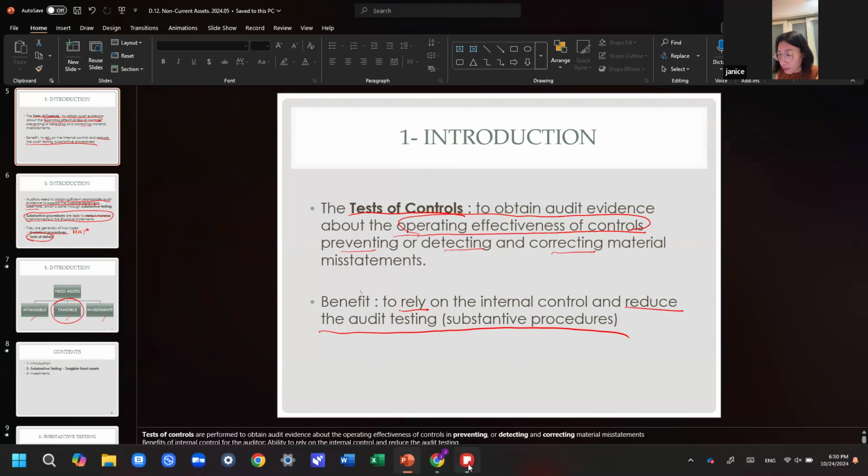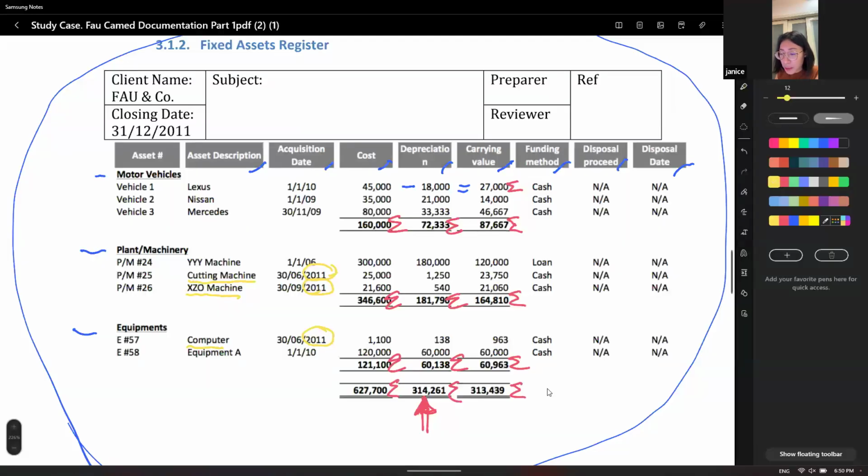So let's go back to our little case study here. How can we check for existence when we talk about the non-current assets? What does existence mean? Do you guys know, realize what existence means?